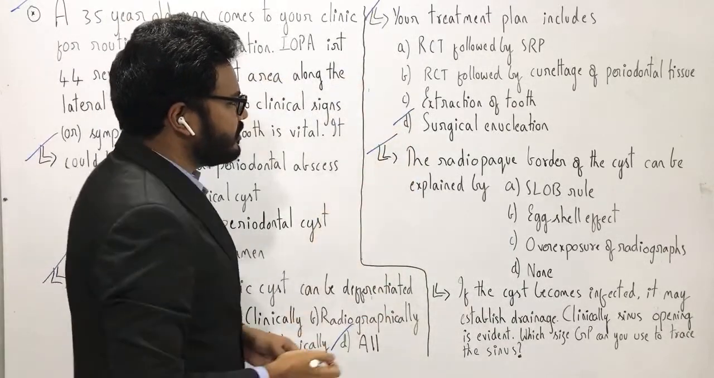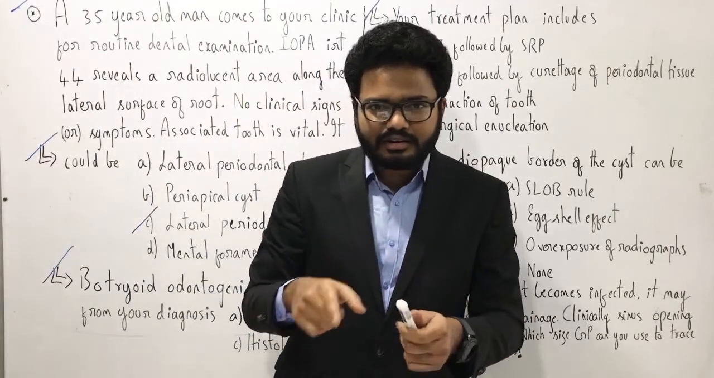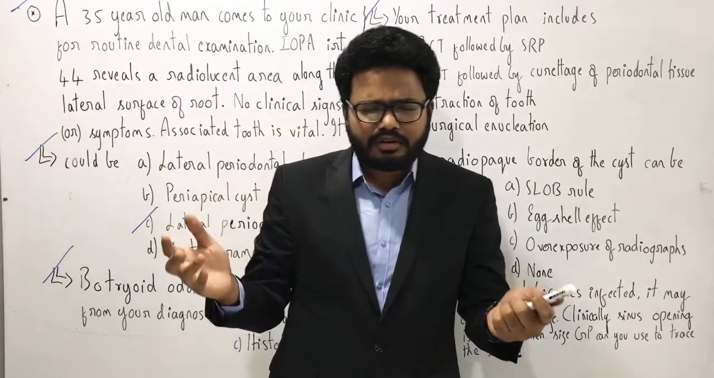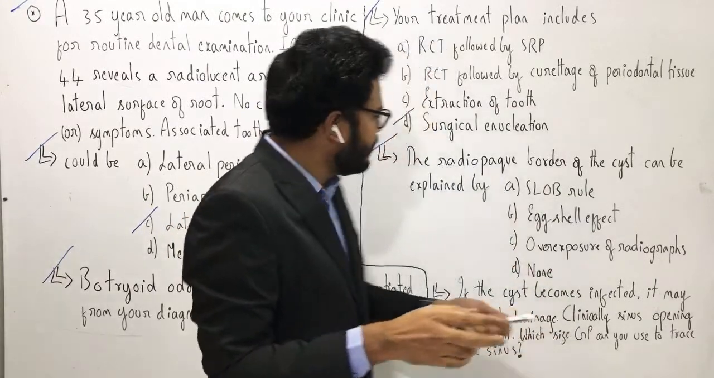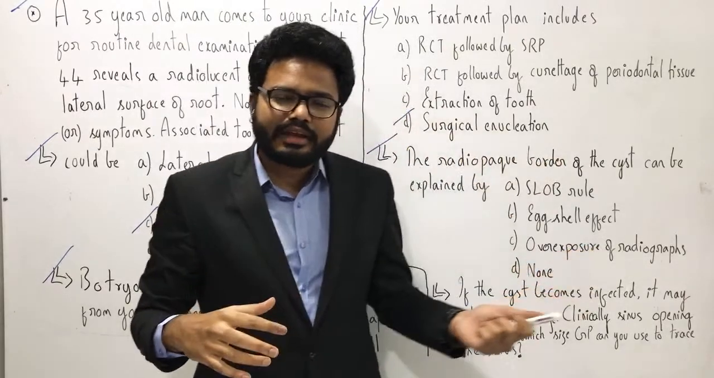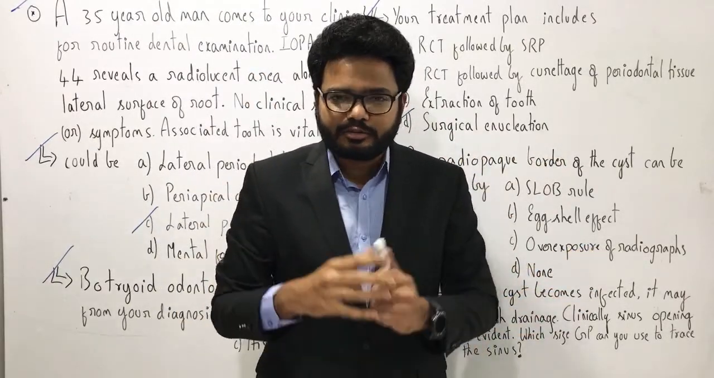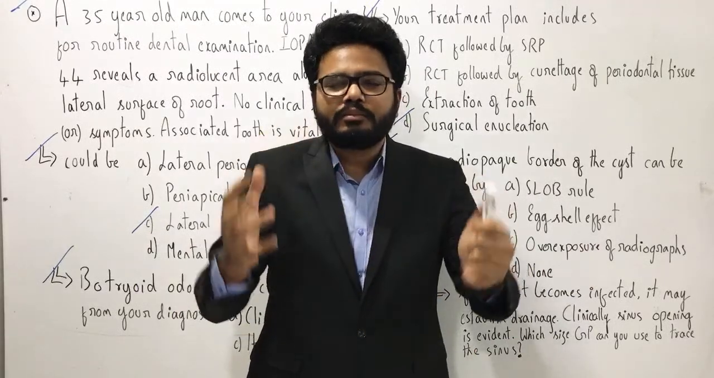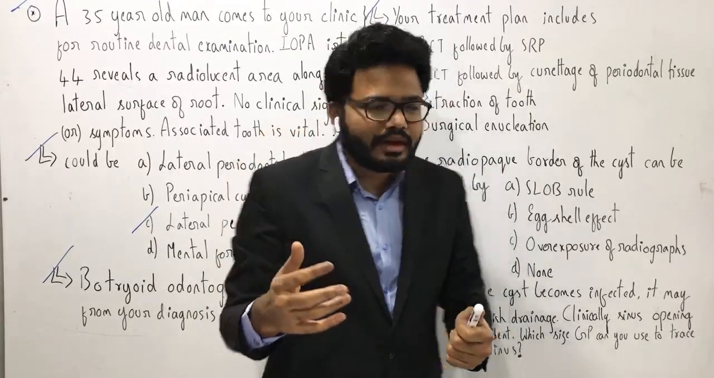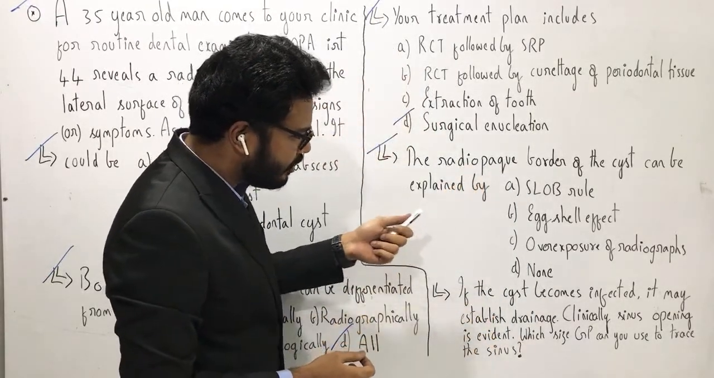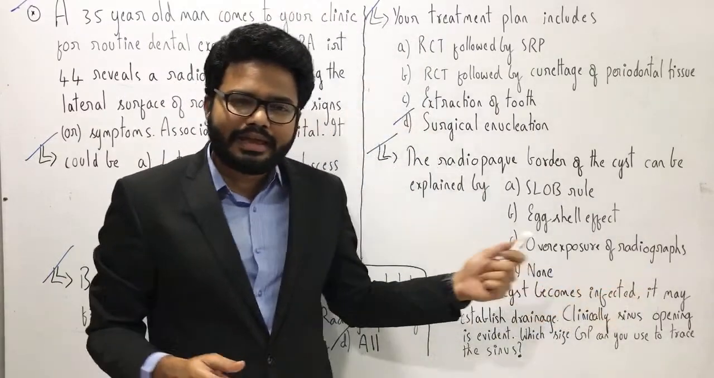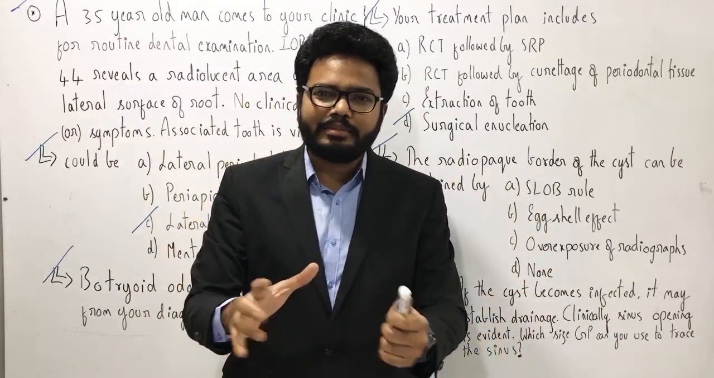Now, coming to the next question, the radiopaque border of the cyst. You have seen several radiographic images. You've seen that there is a radiopaque border, which obviously represents sclerotic bone. Not just in this case, but in any cystic or expansile lesion, you find a radiopaque border, but the center appears to be radiolucent. So how do you explain that? Slope rule, eggshell effect, overexposure of radiographs, none of the above. Which one of the following explains the radiopaque periphery of any particular lesion?